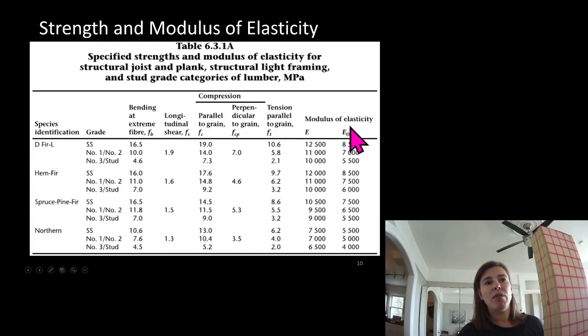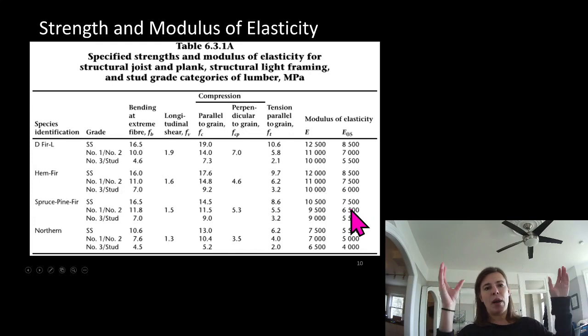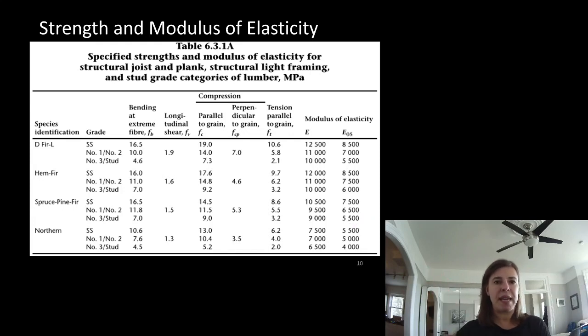They also give modulus of elasticity. Don't worry about E or E05. That's a whole thing. It's basically saying it's a percentage of this, if you looked at standard deviation and how much of it was off of the mean. But this is just talking about the stiffness of the material.